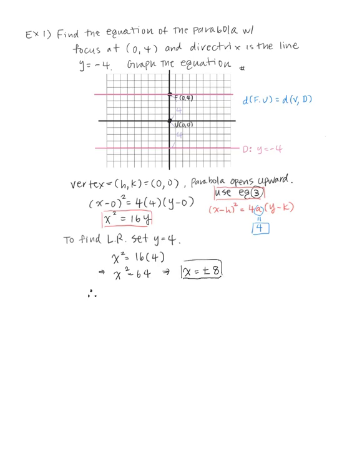So therefore, our latus rectum points are going to be at positive 8, 4 and negative 8, 4. So now let's jot those points. This point right here and the point right here are going to be our latus rectum, so the parabola has to go through those two points. Let me write it as LR. This one is 8, 4, and this one's also LR at negative 8, 4.